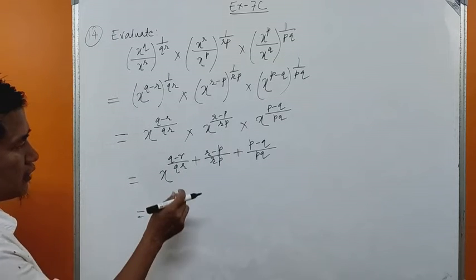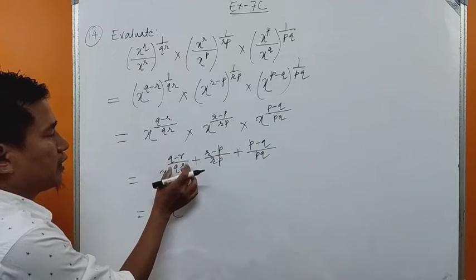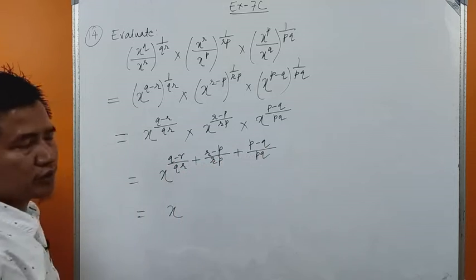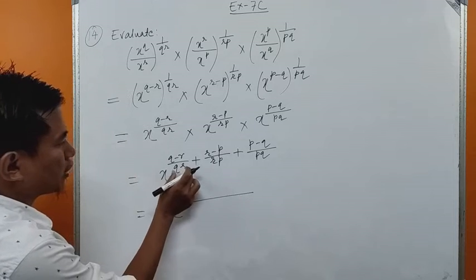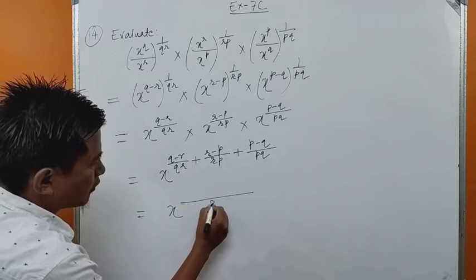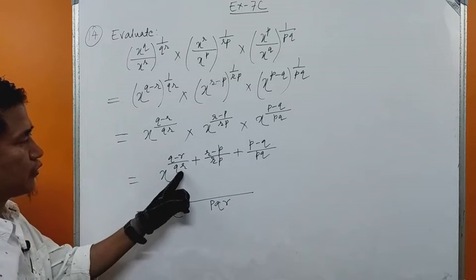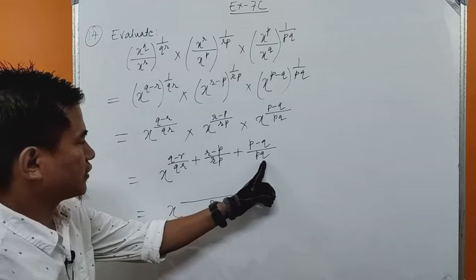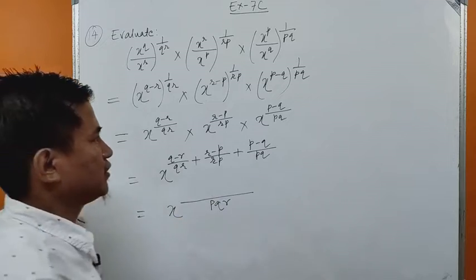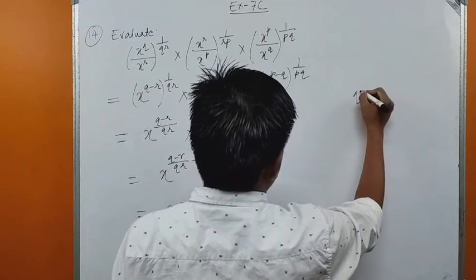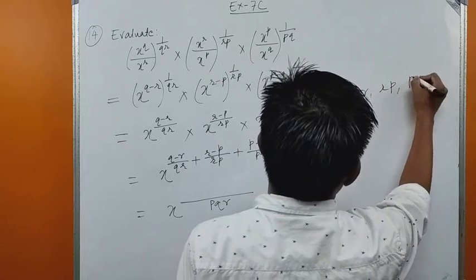So x to the power, now since these are fractional numbers, we must take the LCM of the denominators to add these fractions. So let's take the LCM of qr, rp and pq. The LCM will be pqr. Here we have qr, here we have rp, here we have pq. Here we don't have p, here we don't have q, here we don't have r. So let's take the LCM of qr, rp and pq.